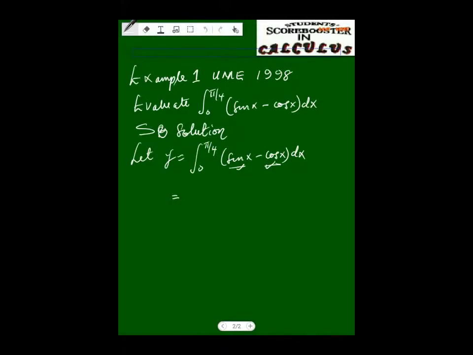So this is still going to be 0 to 4. If you integrate this one, you have minus cos x, minus integrate cos x, you have sine x. Then you have 0 and 4. I hope there is no issue with this. Everybody understand.